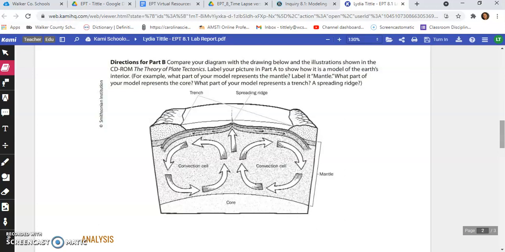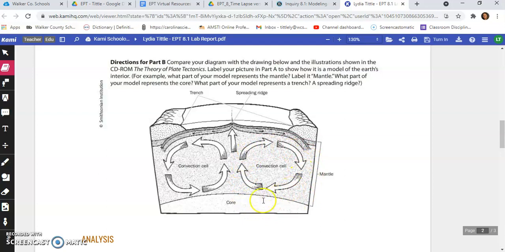Now, we are not going to be watching the CD-ROM, the theory of plate tectonics, so don't worry about comparing that to an illustration there. On this illustration here, you see the core where the heat's coming from. This middle section is the mantle, and then of course this top section is the crust of the earth. And here you see that the heat rises and the cool air sinks, and that causes these convection cells. You can see here these convection cells.